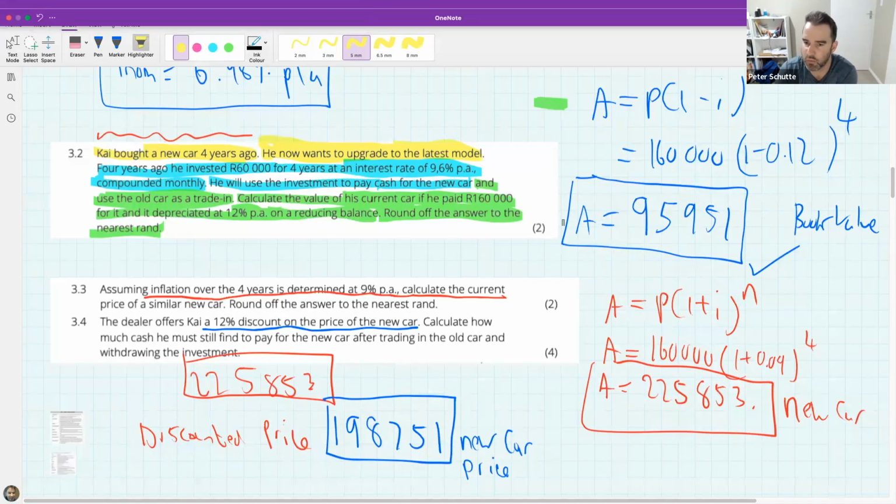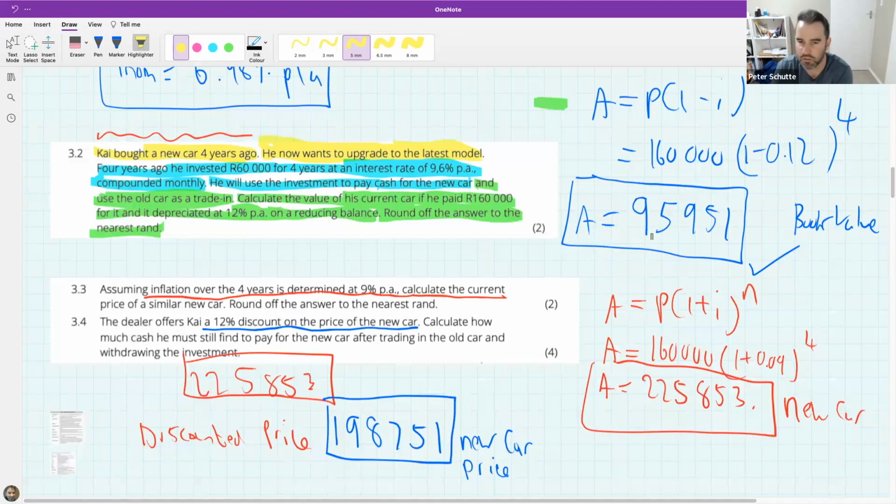Now, we're actually going to run out of time, guys, so I'll continue in the next lesson. But basically, what was going to happen is that the person has 95,000 rands worth of value sitting in his old car. In order to afford a new version, you have to have 198,000. The next part of this question was going to be to say, he invested 60,000, and that grew over 4 years. So how much is that investment worth? And does the investment plus the book value of the old car cover the new car? But I'll talk about that in next week's lesson.